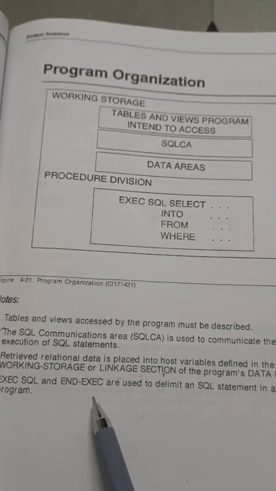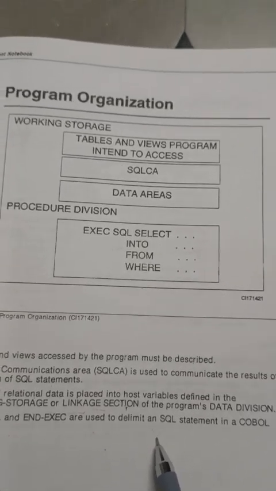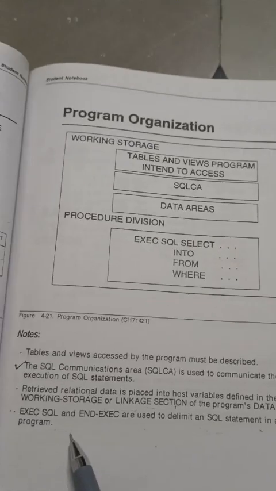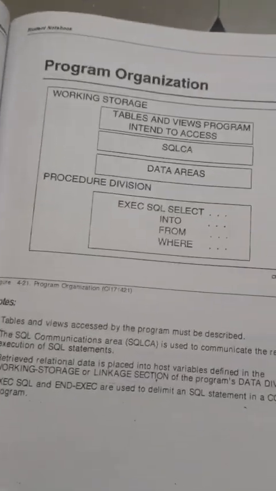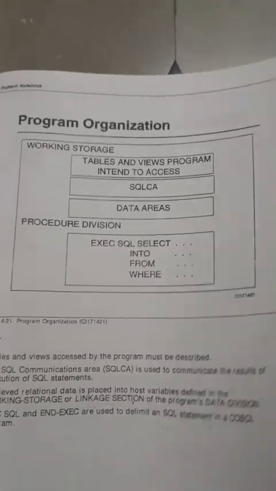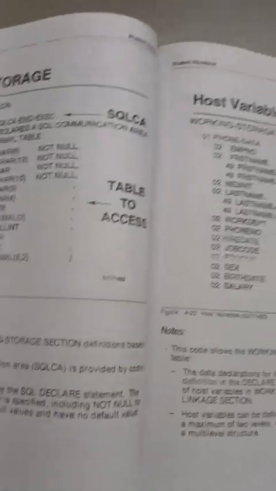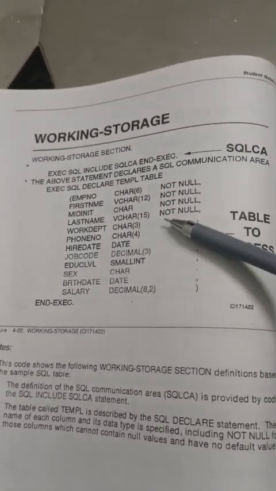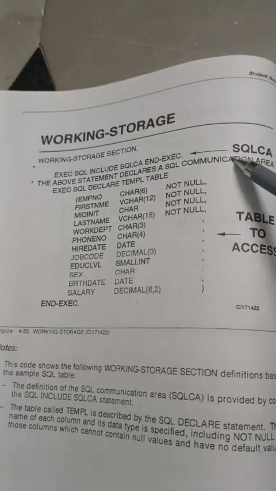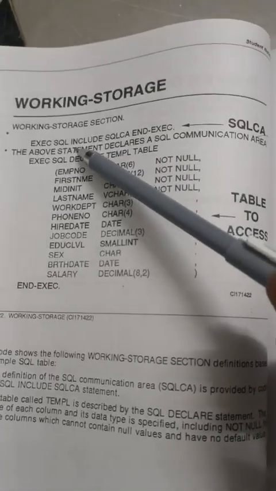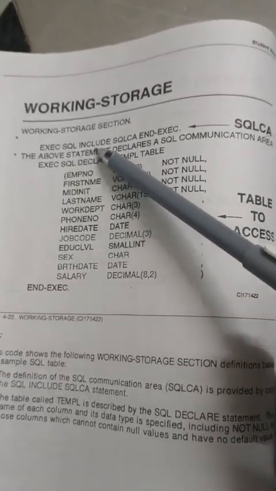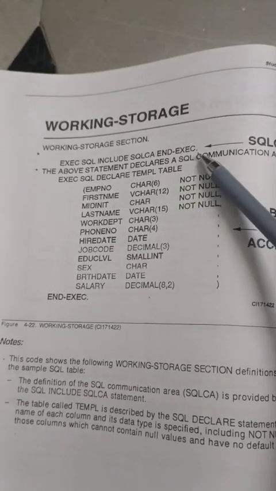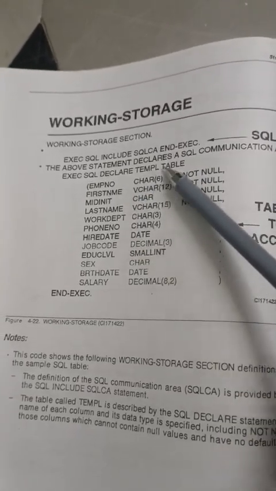EXEC SQL and END-EXEC are used to delimit SQL statements in a COBOL program. Like in the pre-compiler, its task is to locate and extract the SQL statement into a COBOL statement. This is a basic query. To include the SQLCA, this is the syntax: EXEC SQL INCLUDE SQLCA, and then we have to declare the table.